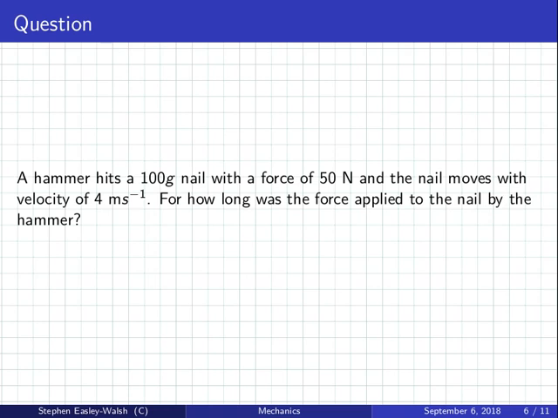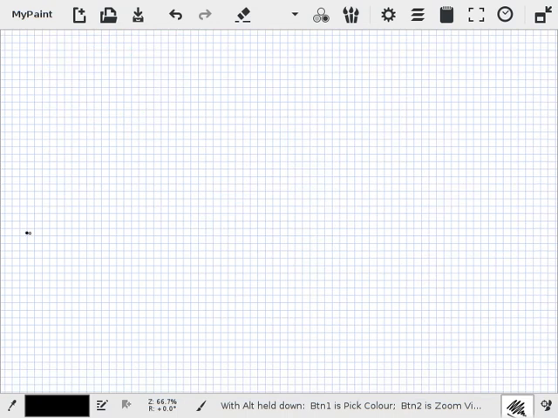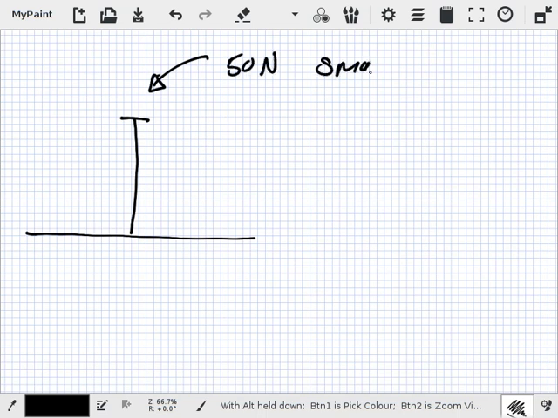But let's have a look at this one. If I draw the picture here for you, there's the nail. There's a force of 50 newtons, but for a small time, obviously. Think like a few milliseconds. The nail was at rest, but then it starts to move at 4 meters per second. Okay, so what's the time?